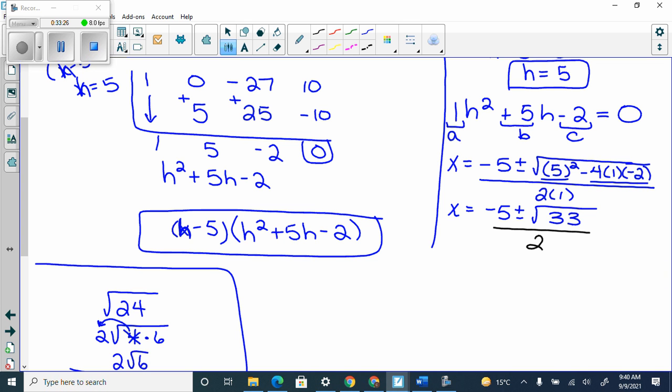So stop. So the answer for this one, I would go x equals, it's not an x. It's not an x left. See? The addiction. The addiction is real. It's an h. H equals 5, comma, negative 5 plus or minus root 33 over 2. Done.